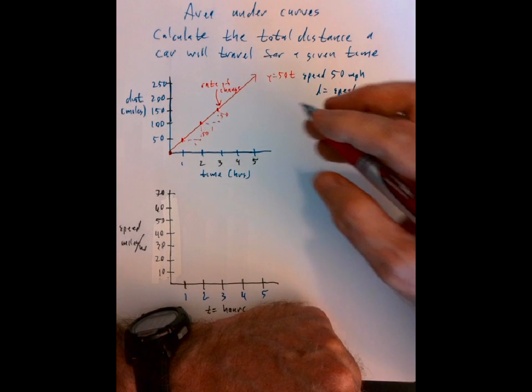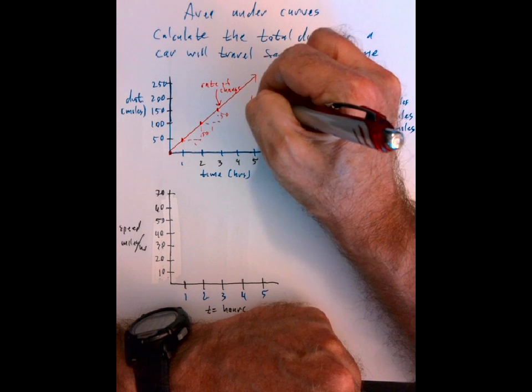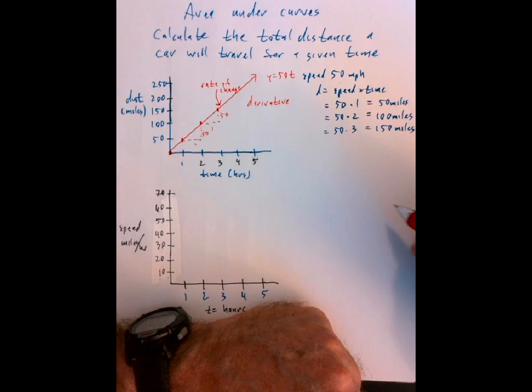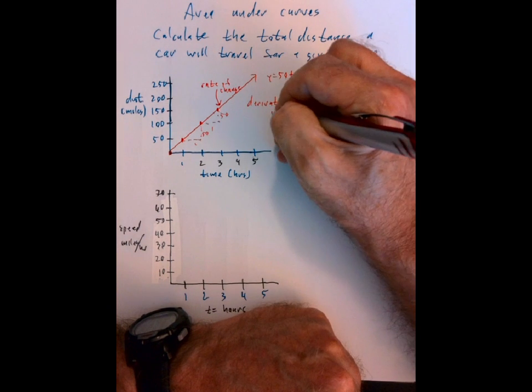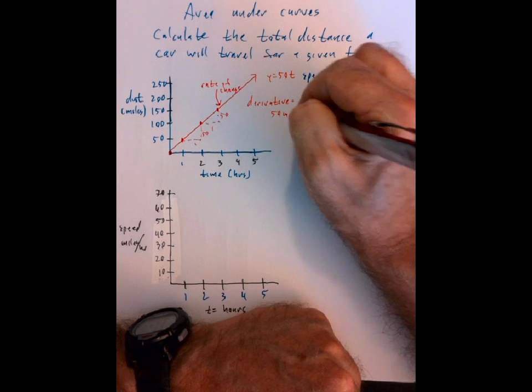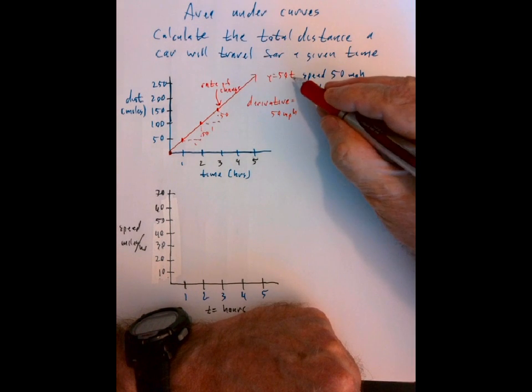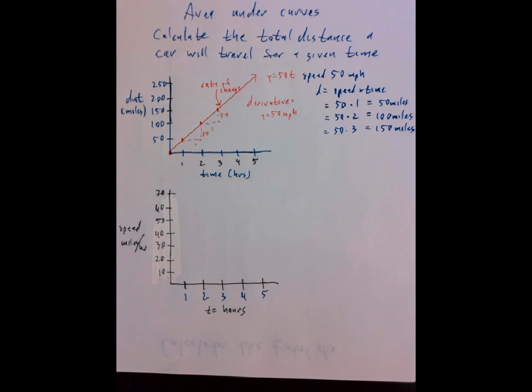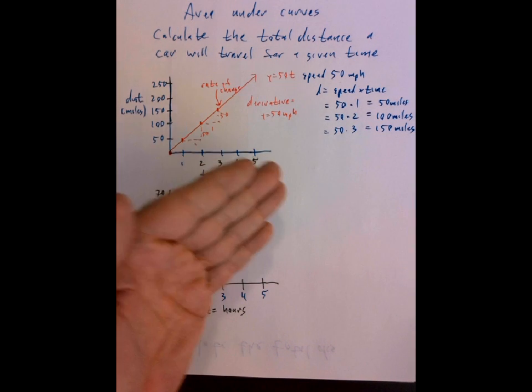And we said further, oh yeah, so that means that the derivative, the instantaneous rate of change, the speed for any given time, would be 50 miles per hour, right? Which is the derivative: y equals 50 is the derivative of y equals 50t, which gives us the speed. Okay? Now, that's starting with the distance graph and working towards speed.